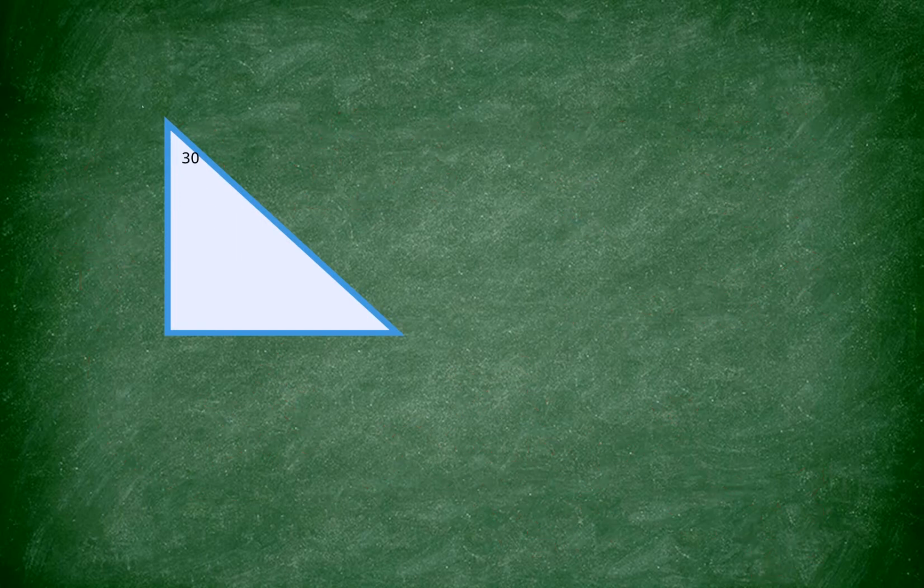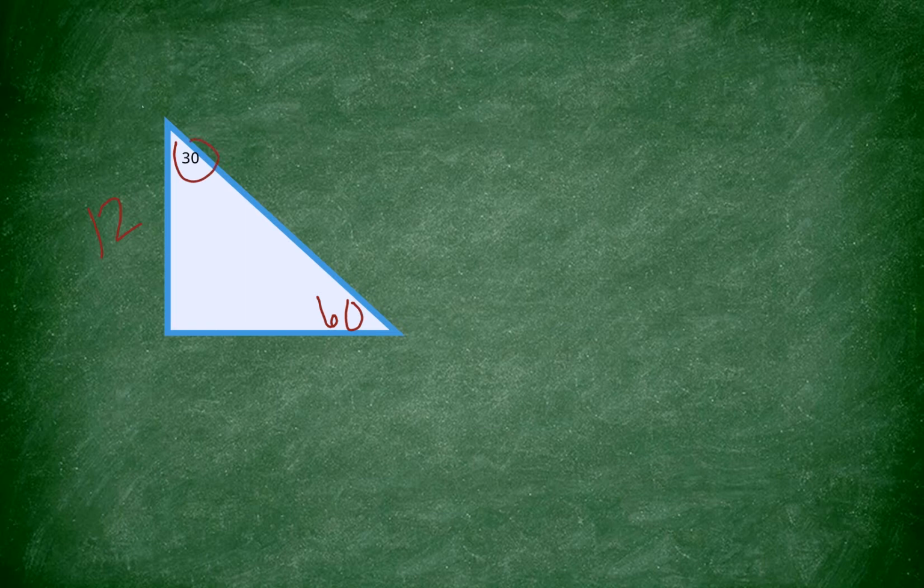What if I gave you that the side across from the 60-degree angle is, let's see, let's just say it's 12. Alright, so again, you're going to start by labeling your x, your 2x, and your x square root 3.